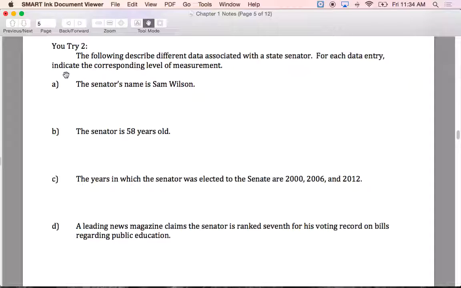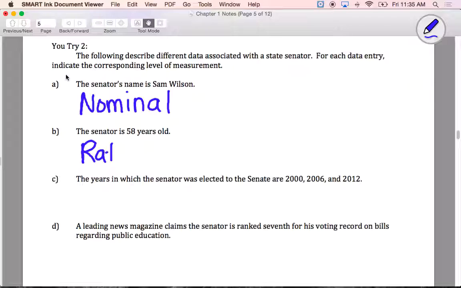Okay, you should have all of your answers written down. So we are looking at different data associated with a state senator, and we're trying to figure out which level of measurement it is. So first off, his name is Sam Wilson. So it's a name, so that's nominal. For part B, we have his age. Since age has a true 0, that's ratio.